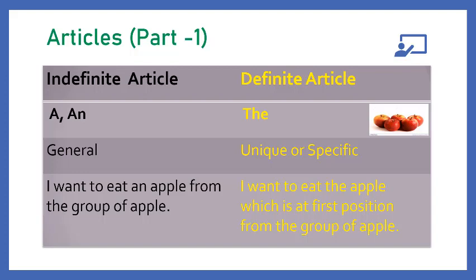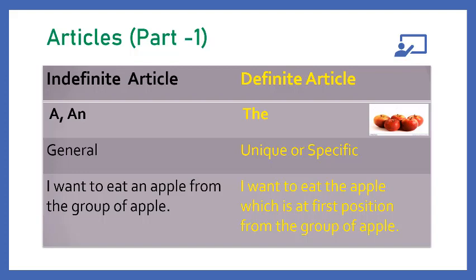Let's look into an example to understand it better. Suppose there is a group of apples in front of you and you are given a choice to eat one of them. If you want to eat any one from it, then what will you say? You will say, I want to eat an apple from the group of apples. If you want to eat a specific apple from a group of apples, let's say the first one, you will say, I want to eat the apple which is at first position from the group of apples.